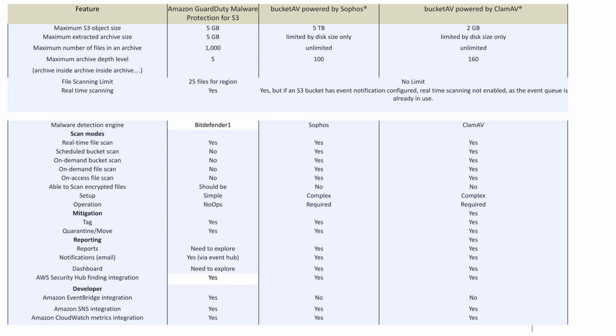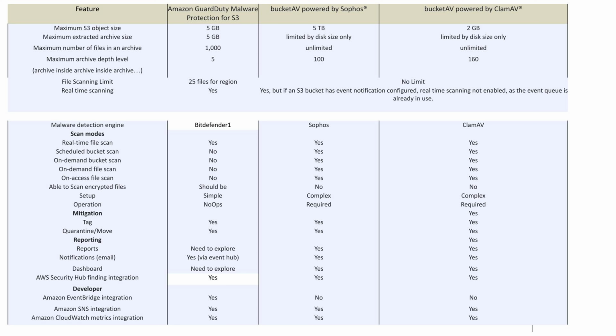What is the file scanning limit? This is a hard limit for S3 Malware Protection. It's only 25 buckets per region per account. This is something the AWS team is looking into, but it is a hard limit for now. For cloud storage security, there's no limit. If an S3 bucket has event notification configured, then real-time scanning will not be enabled as the queue is already in use. But essentially, you can consider that there is no limit on the number of files scanned, while in S3 you can only provide 25 buckets.